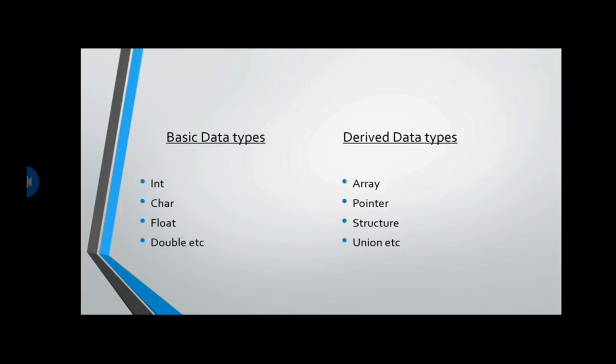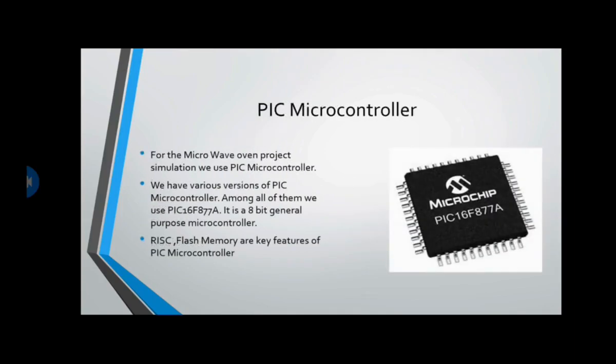And next we move on to the PIC microcontroller. We use this microcontroller for various applications such as washing machines, and for simulations. There are various versions of the PIC microcontroller. Among all these, we use the PIC 16F877A. It is an 8-bit general purpose microcontroller, and RISC and flash memory are the key features of the PIC microcontroller.